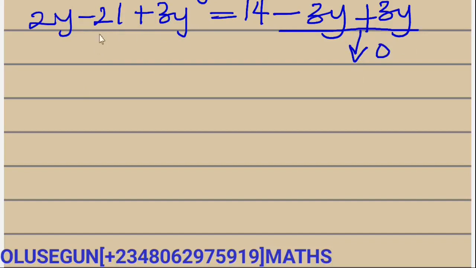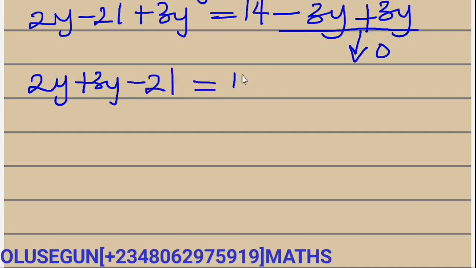So I will now rearrange this to have 2y plus 3y minus 21 is equal to 14. Because this has turned to 0, not that it cancels, it only turned to 0. So we have 5y minus 21 is equal to 14. So this is what I want to achieve.